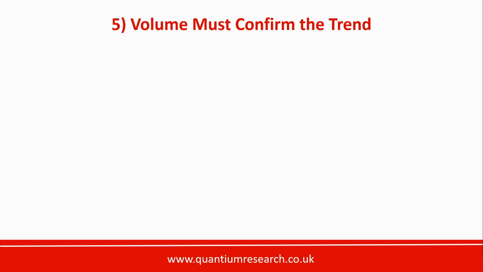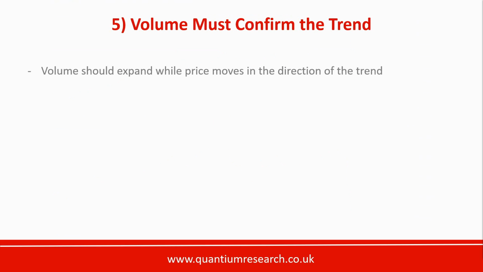The fifth tenet is that volume should confirm the trend. If you're not sure what volume is, it is simply the number of shares or contracts that are traded over a period of time. So while price data shows the price level that the market is trading at, the volume shows how much of it is being traded.